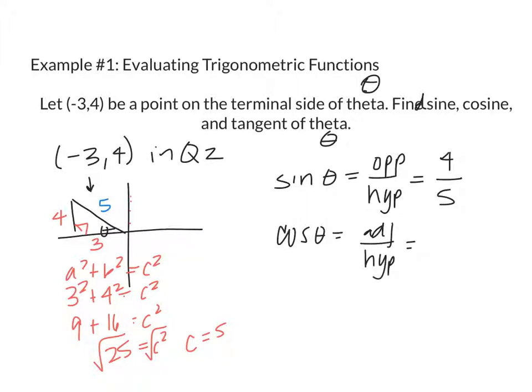The adjacent side is 3, the hypotenuse is 5. Remember, adjacent means next to. And then tangent theta is opposite over adjacent. So opposite, in our case, will be 4, and adjacent will be 3. Okay, so there are the 3 trig functions if you're given an ordered pair, a point.